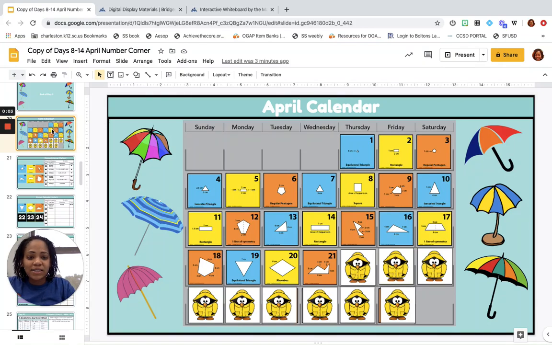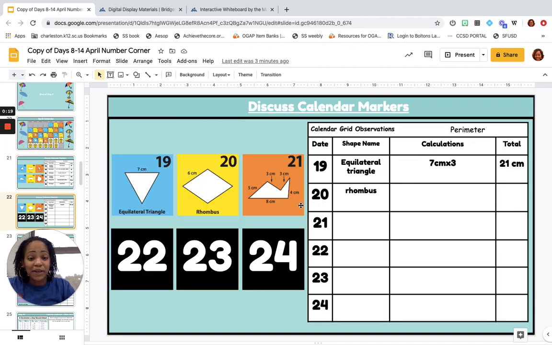Today is Wednesday, April the 21st, and we're going to get started with our number corner activities for today. As you can see, here's our calendar marker, and I know it looks kind of small, so we're going to enlarge it on this screen, and we are going to fill in our calendar recording sheet today.